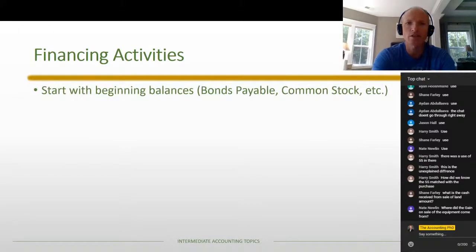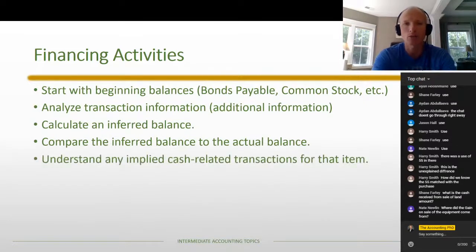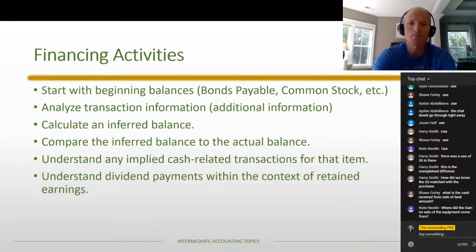All right, so with financing activities, this is just like we had done. You start with the beginning balance, analyze transactions, calculate an inferred balance, compare it to the actual balance, and then understand the implied cash-related transactions for that item. So it's exactly what we had done for our investing activities. There's no difference there. Now, I will say with the dividend payments, you have to understand the dividend within the context of retained earnings. If you remember, usually in your principles class, you talked about a statement of retained earnings. The statement of retained earnings had a beginning retained earnings plus net income minus dividends declared gives you your ending retained earnings. We're going to use that framework in order to calculate the dividend payments that were made during the year.